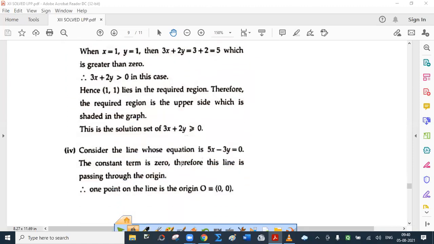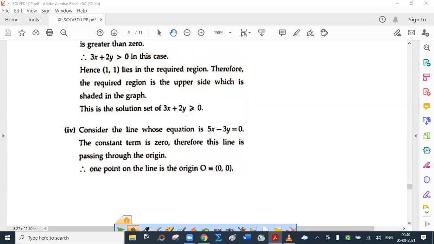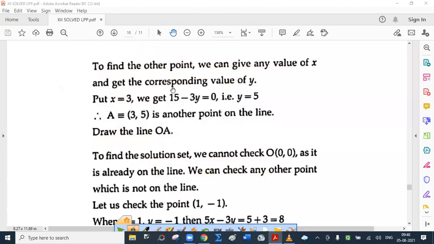Then fourth one, consider the line whose equation is 5x minus 3y equal to 0. This also passes through origin. So origin is one of the points lying on the line. You have to choose one more point. Put x equal to 3, so y is 5. So A (3, 5) is another point on the line. Draw line OA.